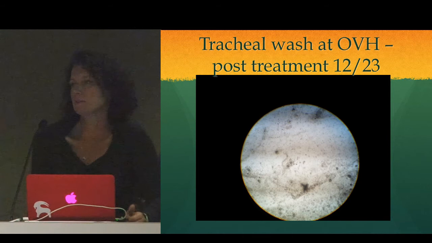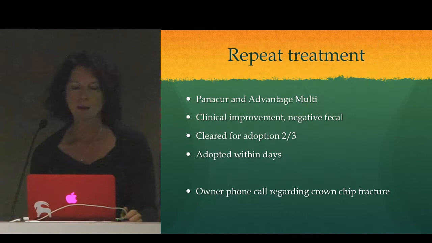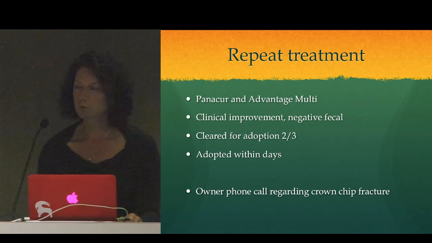More fenbendazole and more Advantage Multi and maybe a little ivermectin thrown in too. I think we threw the whole book at her. Panacure, Advantage Multi, again, repeat treatment. She clinically improved. We thought about taking her back for RADS at that point. We're like, eh, if we take her back for RADS, they're probably still going to look bad. She was doing really well.